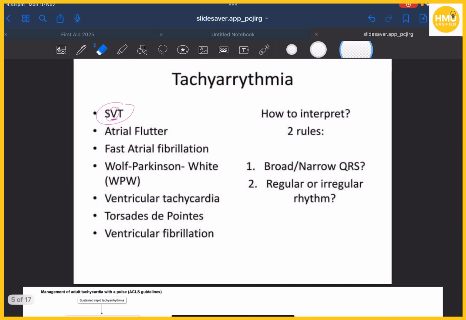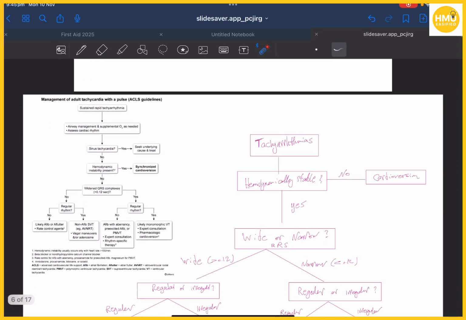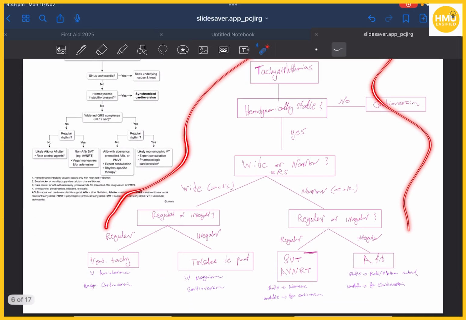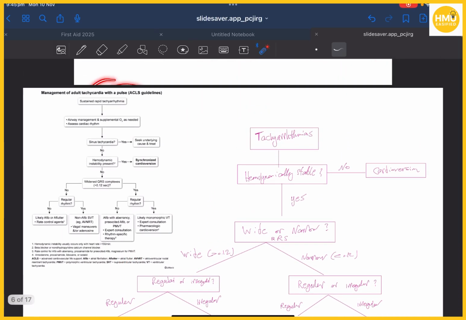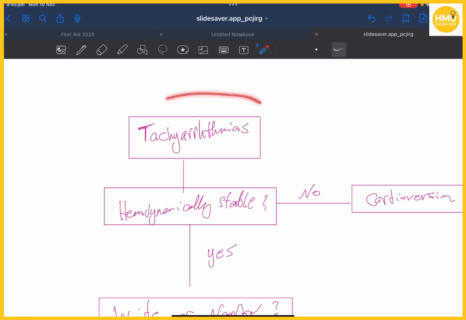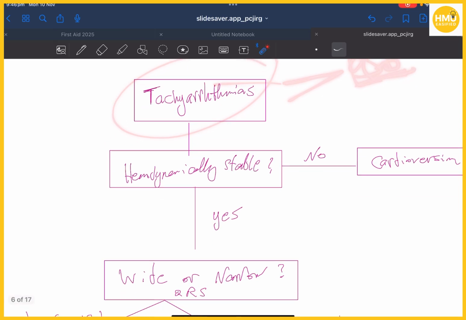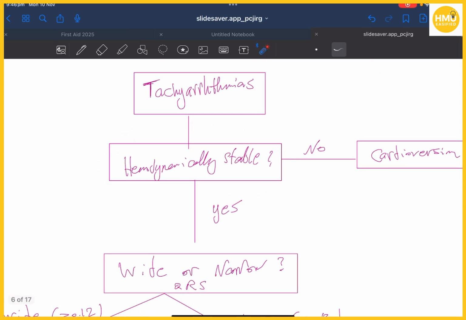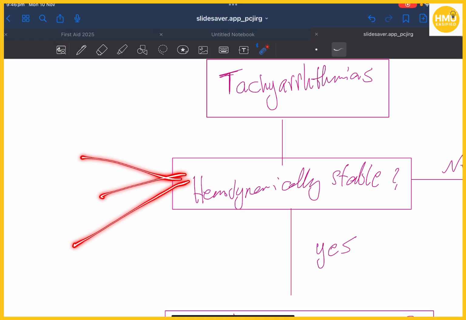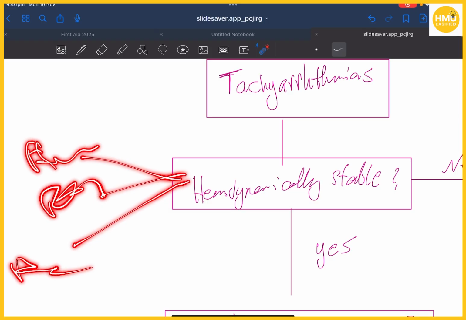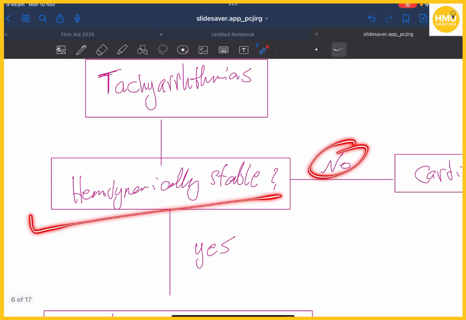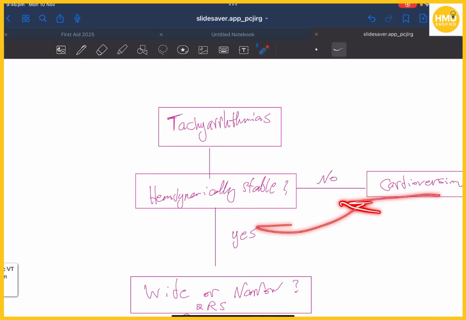Okay, so let's move on. I drew a bit of diagram for you. You can assume this one if you want. So we're gonna start with tachyarrhythmias. As we said, it's more than 90 if it's tachycardia. Tachyarrhythmias mostly are gonna be more than 150. As we said, we check if he's hemodynamically stable. We mentioned three things: brain, altered mental status, respiratory depression, or hypotension. If no, he's not hemodynamically stable, instantly cardioversion.